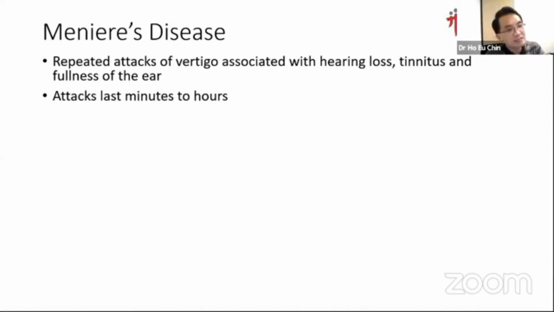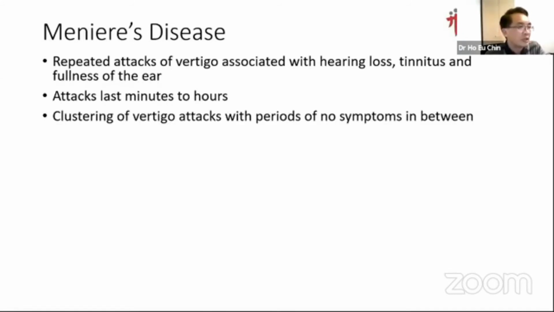And the vertigo lasts minutes to hours. Each attack doesn't tend to last more than 24 hours. And with this Meniere's disease, often patients have clustering of the vertigo attacks, meaning that they may tell me that, oh, over 1 week, they have multiple attacks, every day for 1 week. But each attack is 2 to 3 hours. After that, they could go for months, weeks, or sometimes even years before they get the next cluster of vertigo.